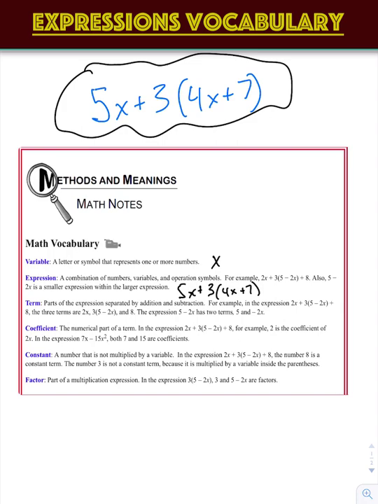And an expression is different than an equation because an equation has an equal sign, so you might say all of this equals 9. That would be an equation. An expression is just a statement.